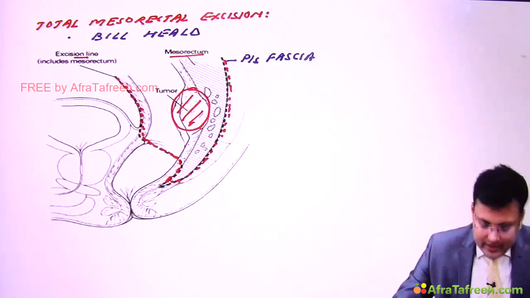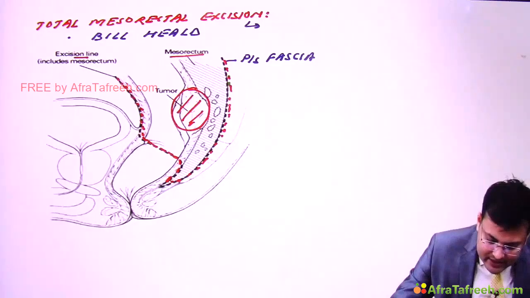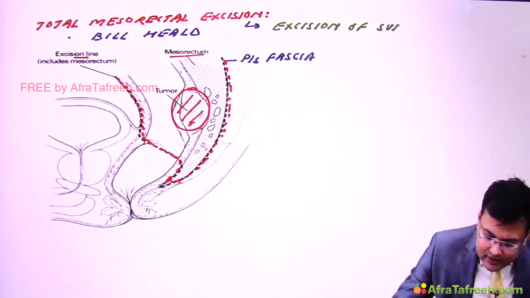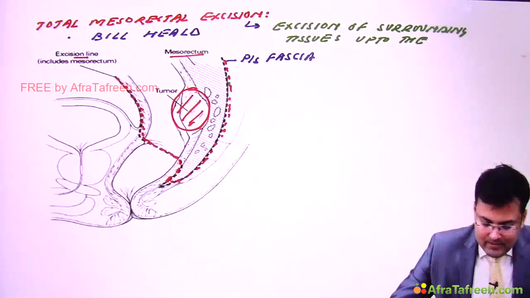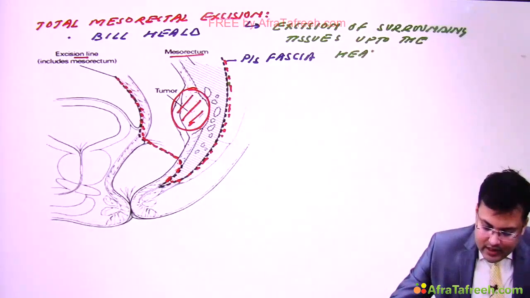So what we do in total mesorectal excision, here there is excision of surrounding tissues up to the Heald's holy plane.